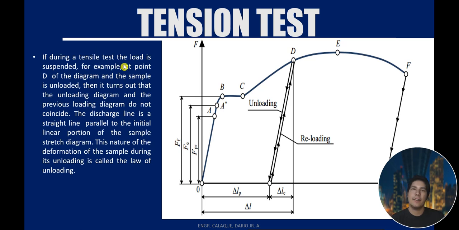So if during a tensile test, the load is suspended, for example, at point D, no? Nandito. And the sample is unloaded. So dito bali bumaba yung stress strain diagram. So nag-unload yan, no? Unloading yung nangyayari. And the previous loading diagram do not coincide. So the discharge line is a straight line parallel to the initial linear portion dito sa proportionality limit. So this nature of deformation of the sample during its unloading is called the law of unloading.